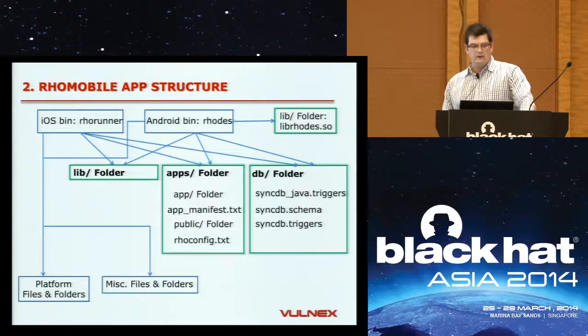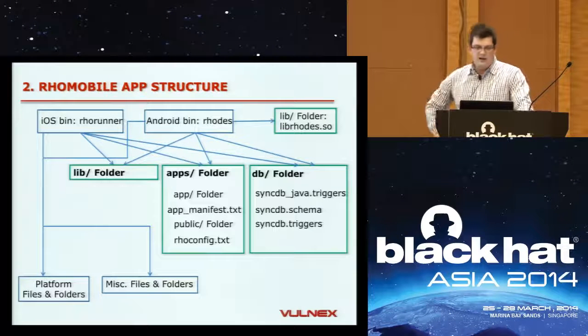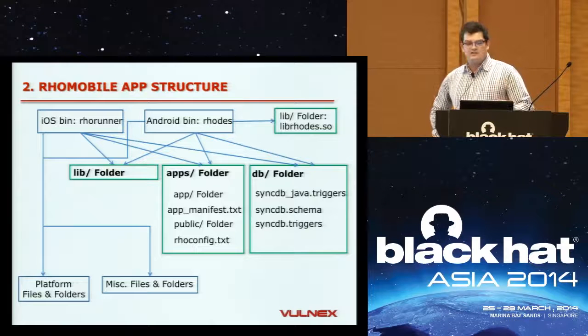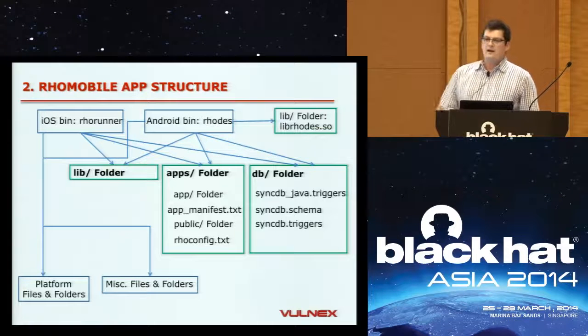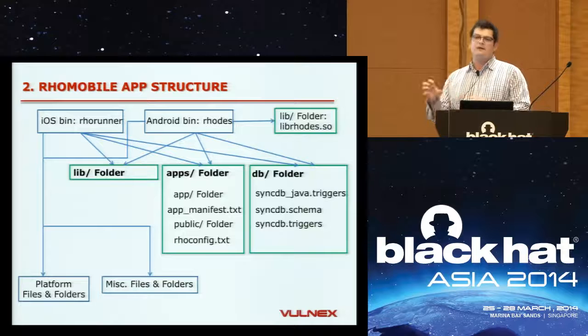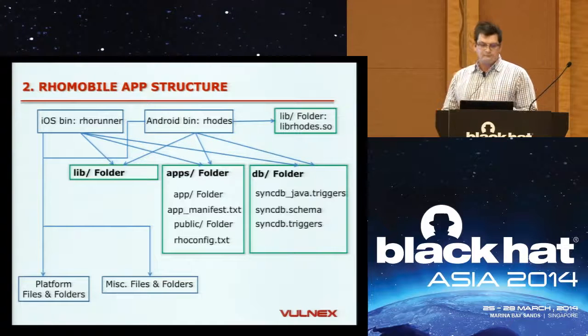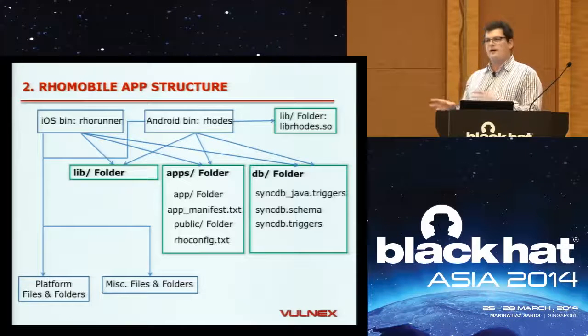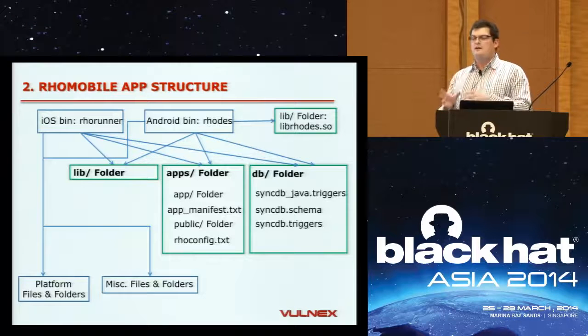It will also create a general lib folder, the one in green there. What you can find in this folder is the entire Ruby bytecode for the RhoMobile framework. So here we only find all the libraries the application needs from the Ruby framework. It's not the application you have to write. It's just the libraries you need from the framework, and RhoMobile puts all of them in this folder.